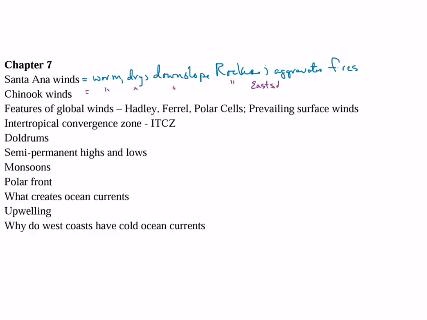And Chinook wind is similar to Santa Ana. It's also associated with the Rockies, but it's on the leeward side, or the east side. So Chinook and Santa Anas are downslope winds.